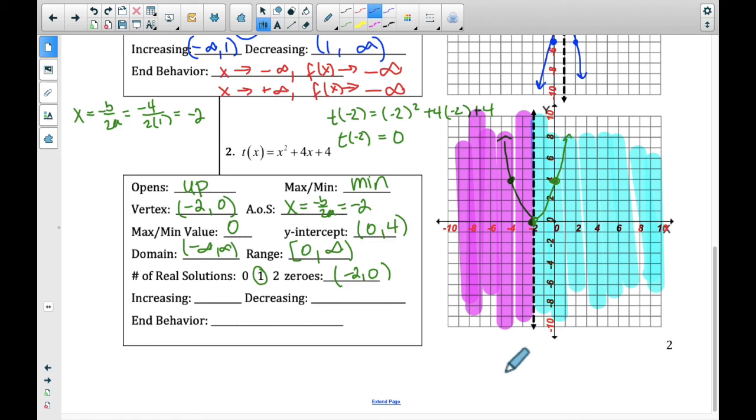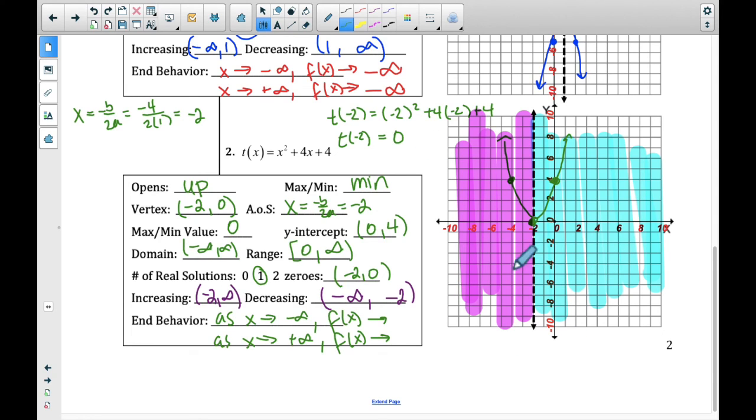Okay, where is it increasing? Where is it decreasing? Those are the x values, and it is increasing from -2 to infinity, and it is decreasing from negative infinity all the way over to negative 2. So this pink area is where it's decreasing, this blue area is where it's increasing.